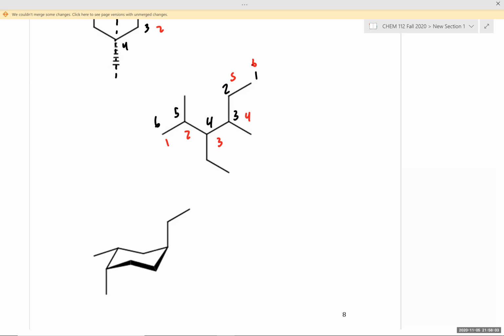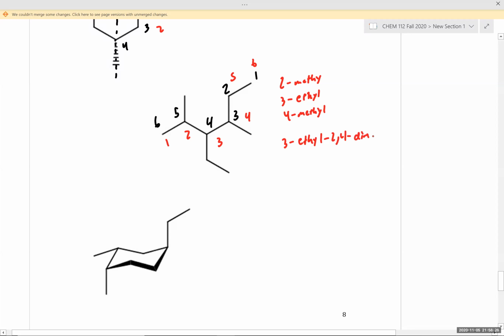Red. Yep, exactly right. So then we know that we have a 2 methyl, a 3 ethyl, and a 4 methyl. So we name this as 3 ethyl 2,4 dimethyl, and since this is 6 carbons, we call this hexane.